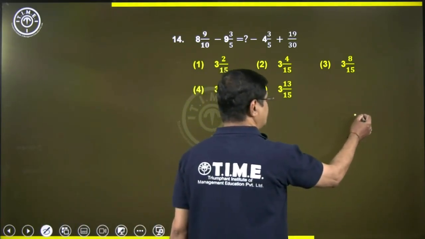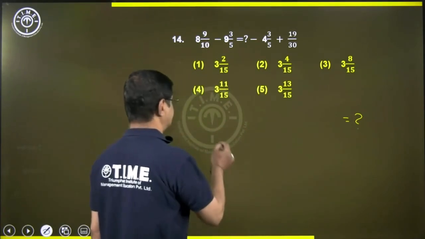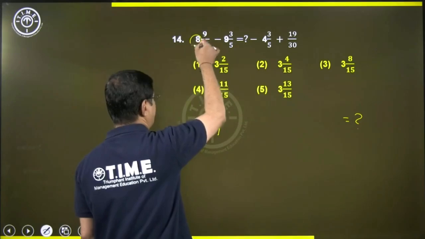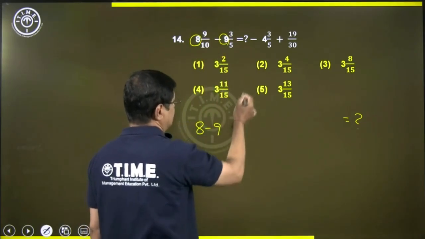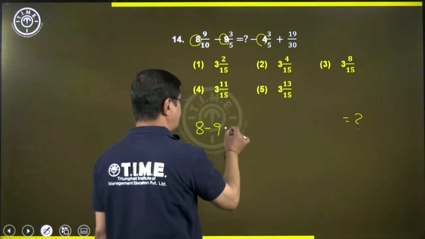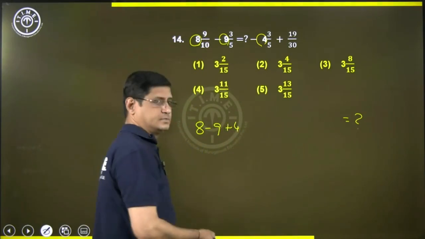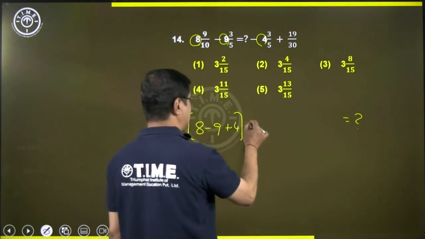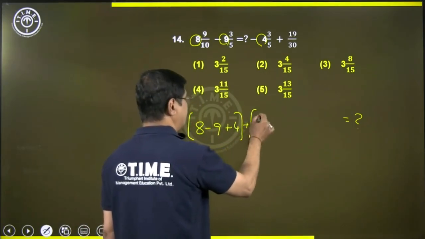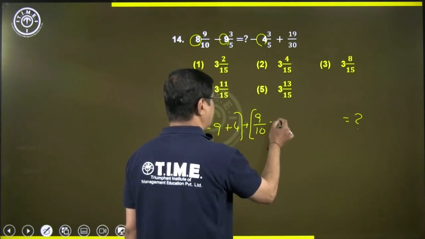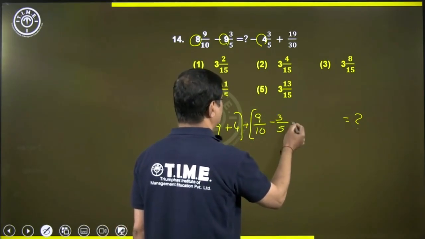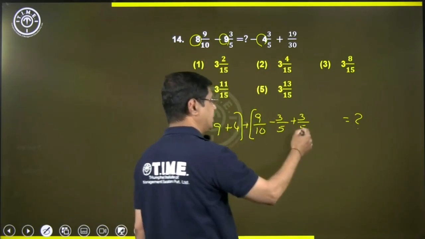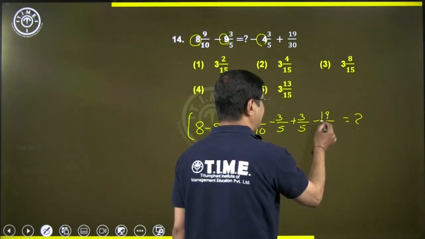The question mark is equal to, first of all, observe the sum of the integers. Integers means 8 minus 9 minus 4 will become plus 4. These are the integers. What about the proper fractions? Just observe the proper fractions here. 9 by 10 minus 3 by 5 plus 3 by 5. So minus 3 by 5 will become plus 3 by 5 minus 19 by 30.